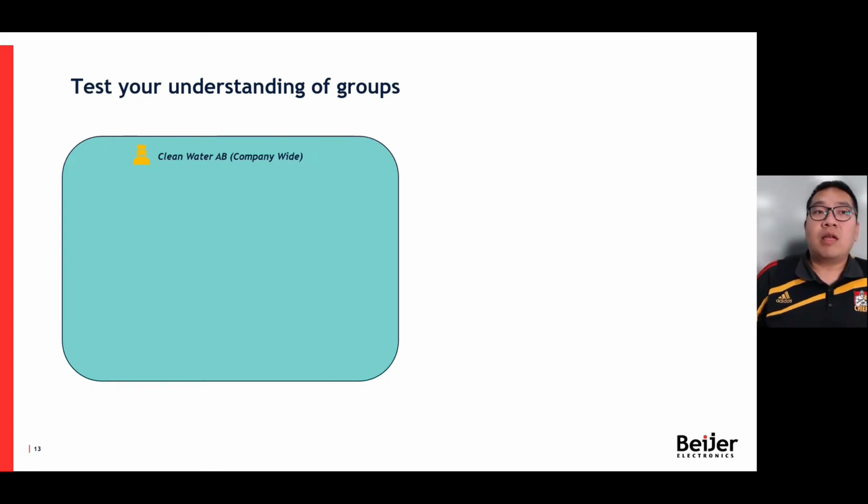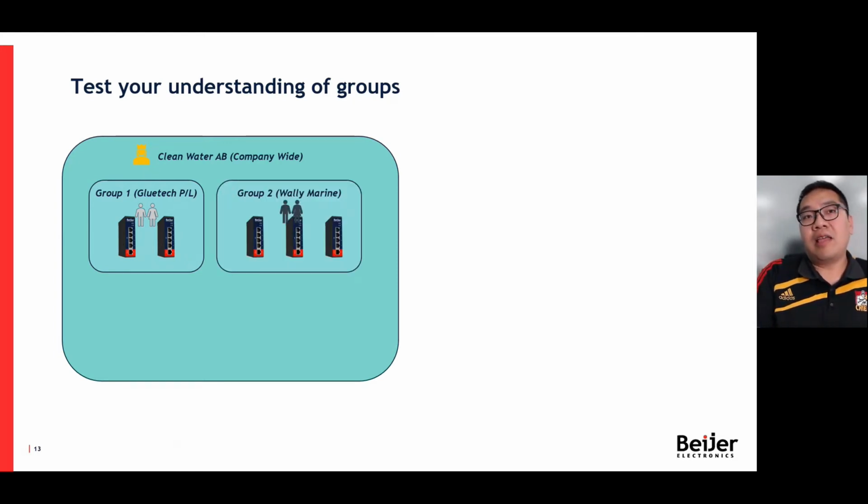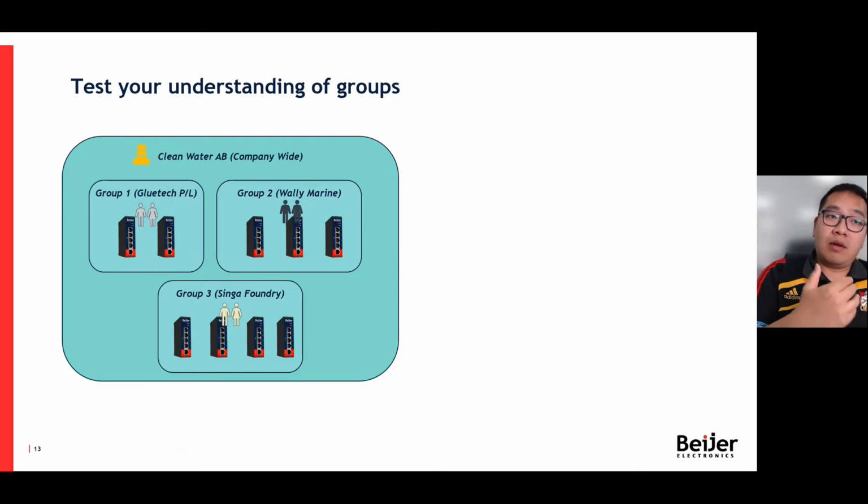So within this Clean Water AB, you have a top level user. We'll talk more about that later. And then we have the first group, which is the first customer that they have, called GluTech Private Limited. Next, they have another customer called Wally Marine. Wally Marine has 3 routers. GluTech has 2 routers. And then the third group that they have is called Singa Foundry itself. So all these 3 different companies have different numbers of routers, and they are part of different groups in this case.